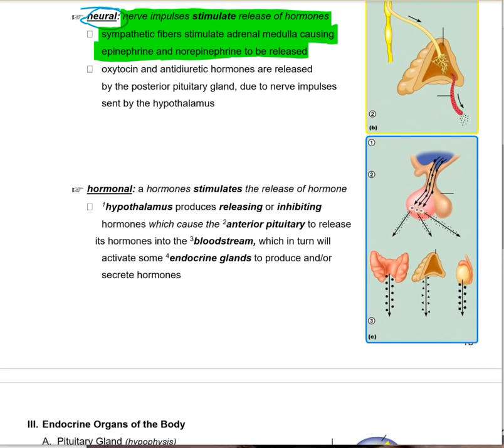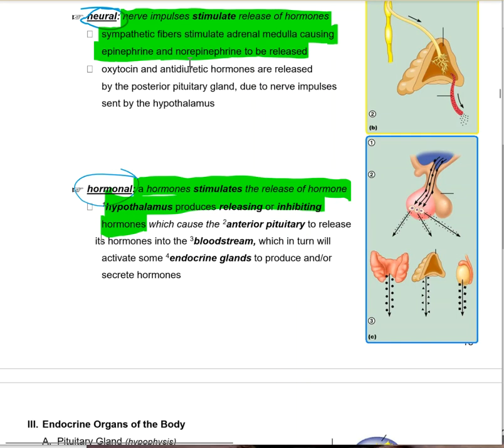The third way that we can release hormones is hormonally. Okay? And it's well named because it just means that a hormone will cause the release of a hormone. And this happens a lot. Hormones will stimulate glands to release other hormones. The hypothalamus releases a lot of hormones that are called releasing or inhibiting hormones. And they either turn on and release more hormones, or they inhibit and tell glands to stop releasing hormones. And that's what we're seeing here.